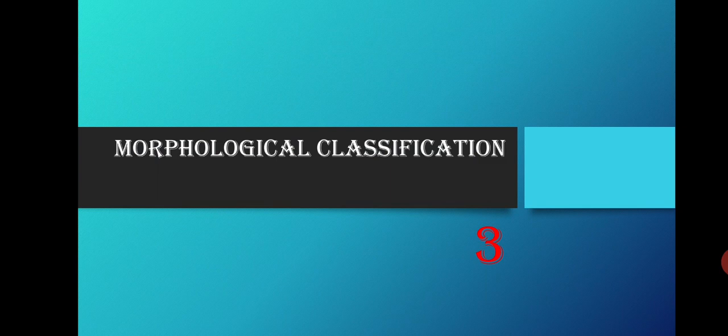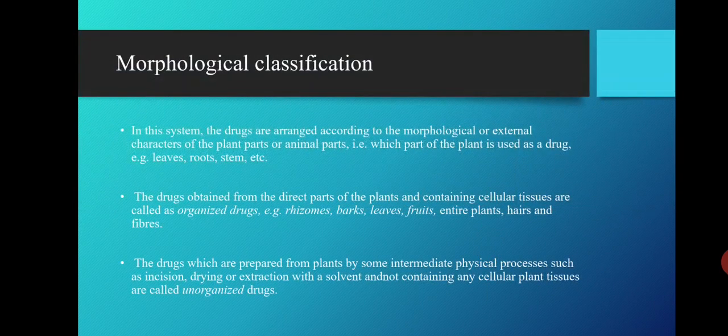Third one is morphological classification. And what is morphological classification? In this system, the drugs are arranged according to the morphological or external characters of the plant parts or animal parts, that is, which part of the plant is used as drug. For example, leaves. जैसे कि काफ़ी plants हम जिसकी सिर्फ leaves use करते हैं, या काफ़ी plants हैं जिनकी हम roots use करते हैं. तो leaves, roots, flowers, bark, branches, तो ये सारा morphological classification के base पर होता है.